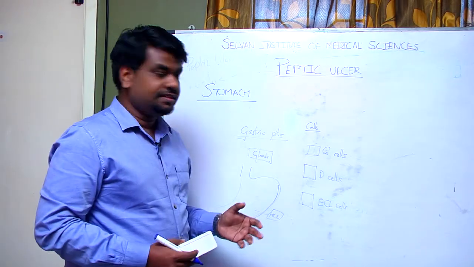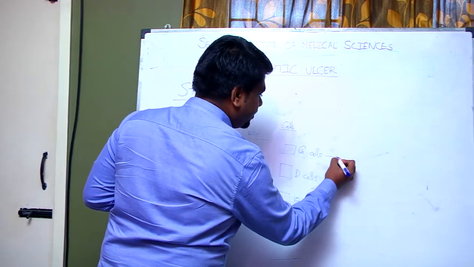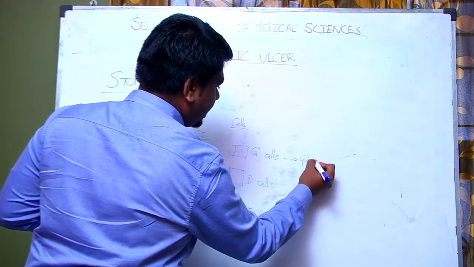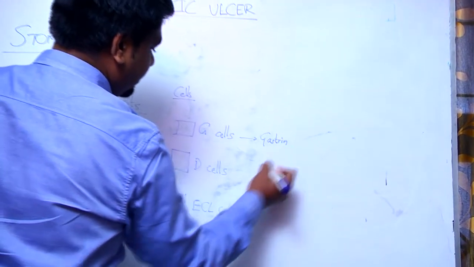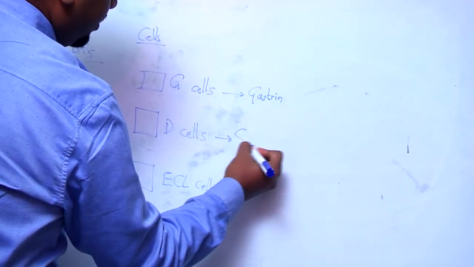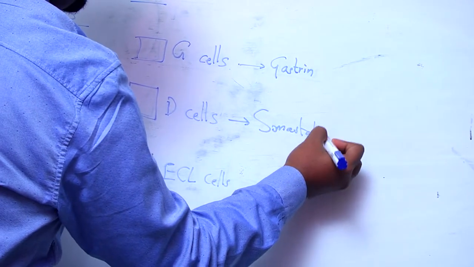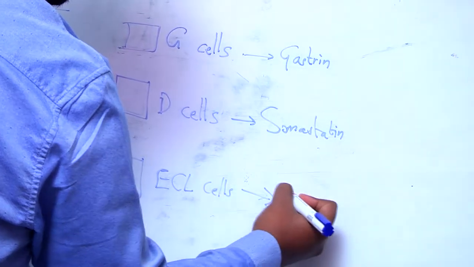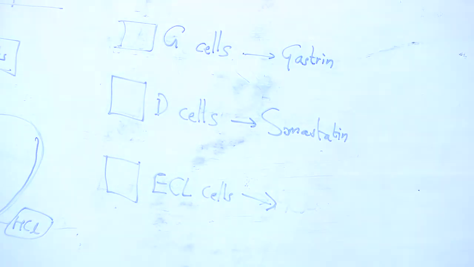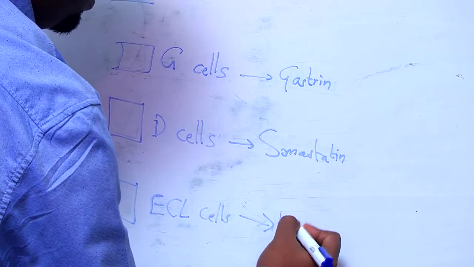So what do G cells secrete? G cells secrete something called as gastrin. D cells, they secrete somatostatin, and ECL cells or enterochromaffin like cells, they secrete histamine.